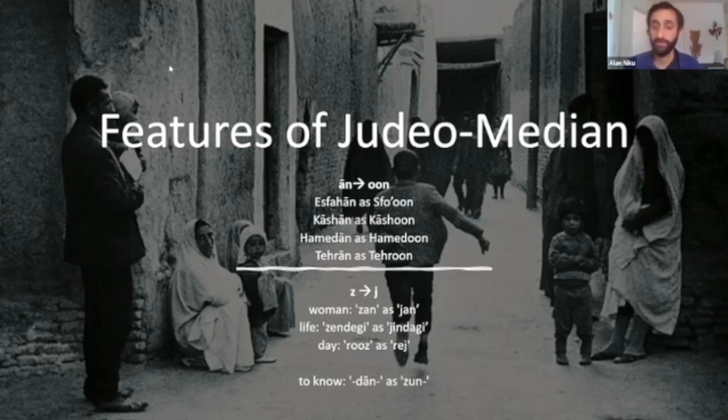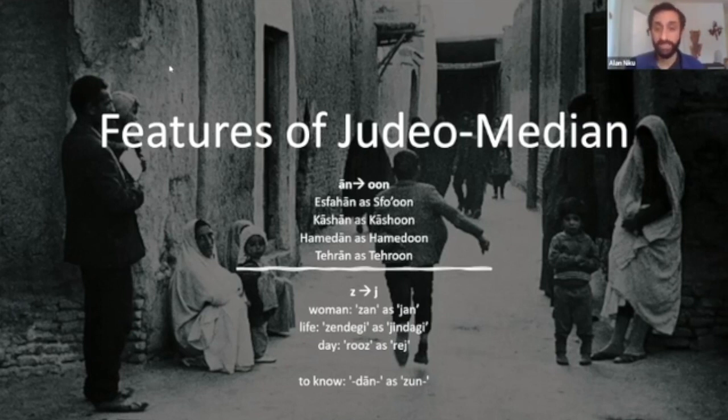Another one is that in Judeo-Median languages, and this one doesn't come into Persian, what in Persian is a Z sound is expressed as a J sound. And this comes from a common origin. So the word for woman, Zan, in Judeo-Median would be Jan. The word for life, instead of Zendegi, would be Jendegi. The word for day, which is Ruz in Persian, would be Rej or Roj, depending on the dialect.